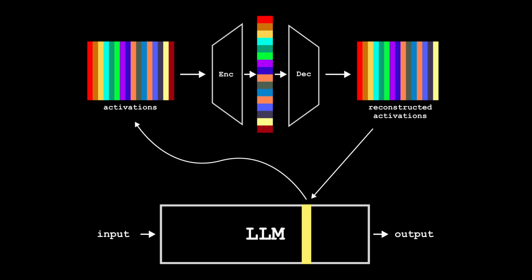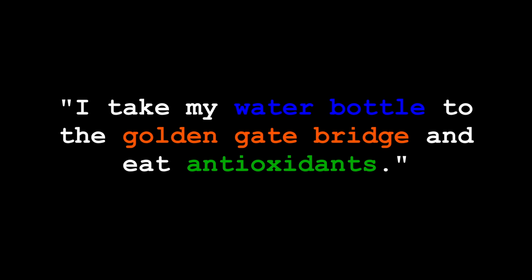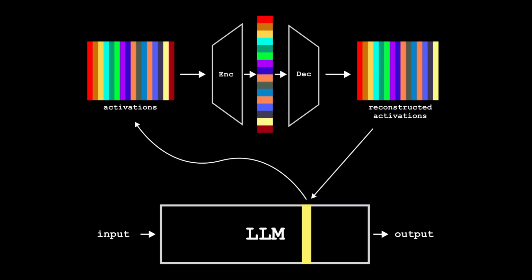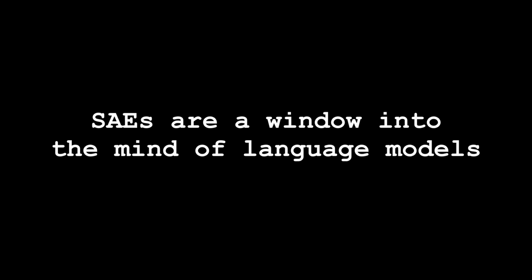From this, we can do many interesting things. Let's say we pass through an input that contains all of our example features, such as I take my water bottle to the Golden Gate Bridge and eat antioxidants. By analyzing what sections of the sparse autoencoder light up, we can see what sections of it correspond to which features. And because activations we input to the sparse autoencoder are actually the model's internal computations, the sparse autoencoder can tell us in a sense what a language model is thinking.